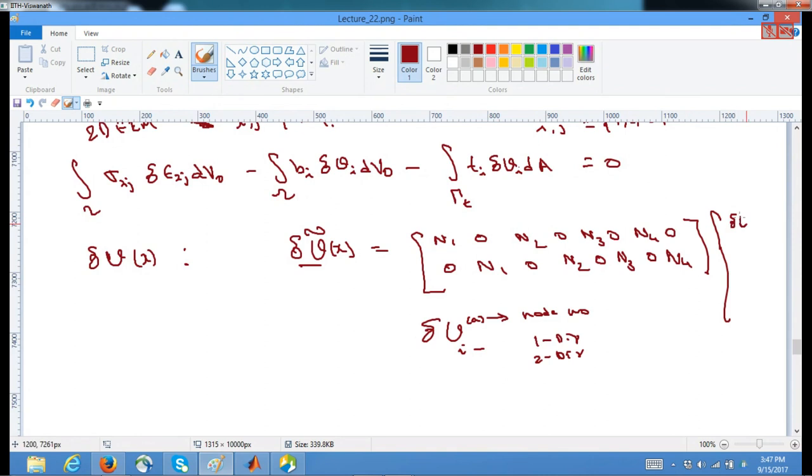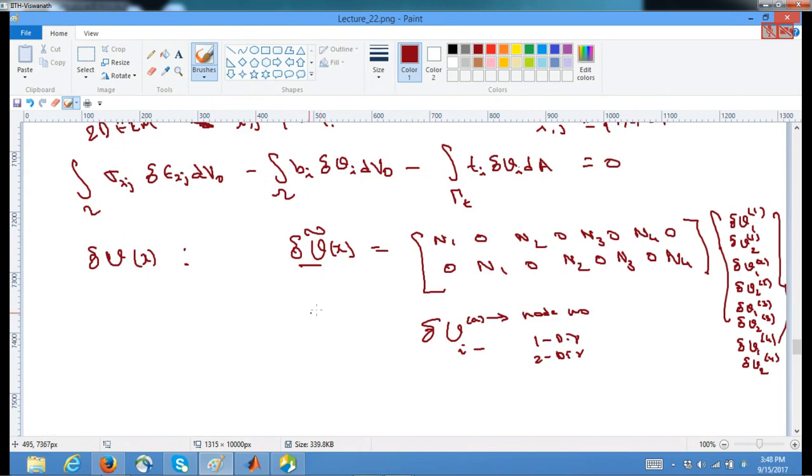So I would write it as dv1 1, dv1 2 for the node 1, and the first component for the node 2, the second component for the node 2, next the first component for the node 3, the second component for the node 3, next the first component for the node 4, and second component for the node 4.